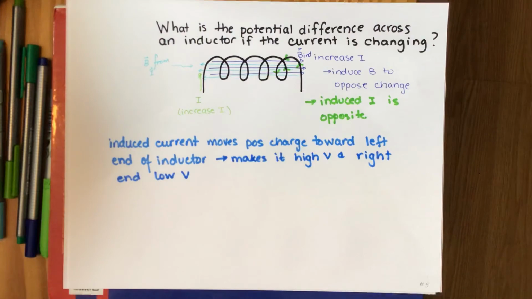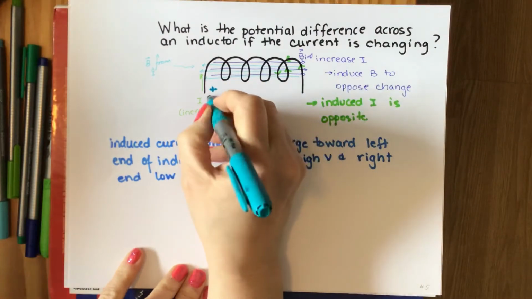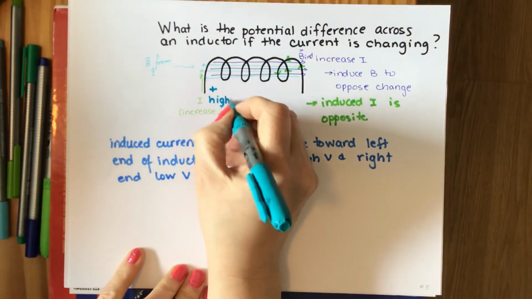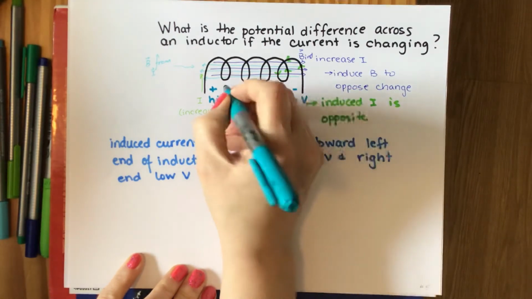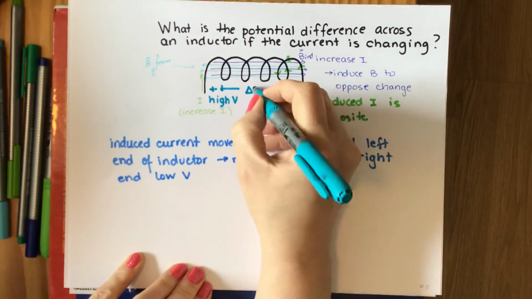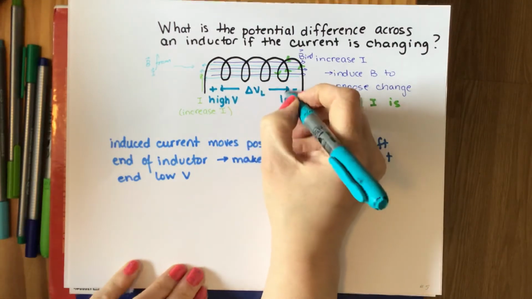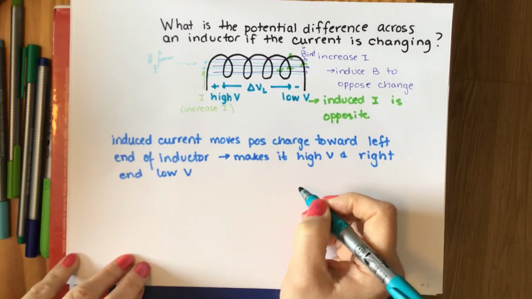So let's label that on our diagram. So this end has our high potential. This end has our low potential. So overall, we get a potential difference over the two ends of the inductor, which we'll call delta V. So we get a potential difference across the inductor.